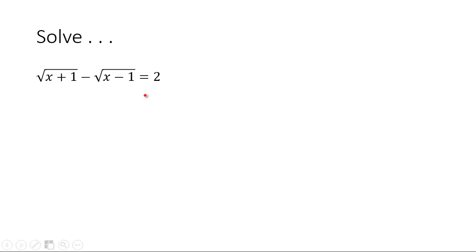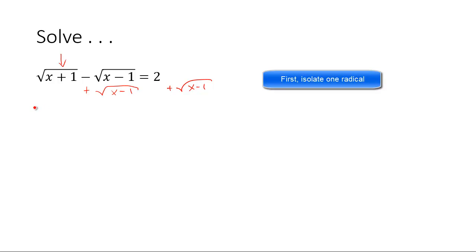Essentially, you're going to need to repeat the process twice to get rid of all your roots and find x. So if you have two roots, you want to isolate one of them, and it doesn't matter in this case which one. In general, it's best to get the more complicated one on its own first so that it gets squared away first. In this case, they're pretty equivalent, so let's keep this one here and add root x minus 1 to both sides. That gives us square root x plus 1 equals 2 plus square root x minus 1.